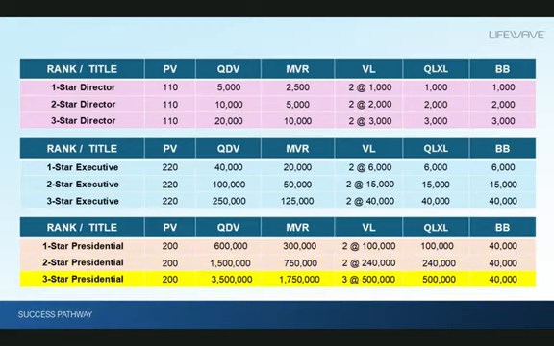For three-star presidential, your requirements will be 200 PV, 3.5 million QDV, with 1.75 million in MVR. As a three-star presidential, you are required to have three legs at minimum 500,000 per leg, and outside largest three legs requirement of 500,000, with the binary balance capped at 40,000.